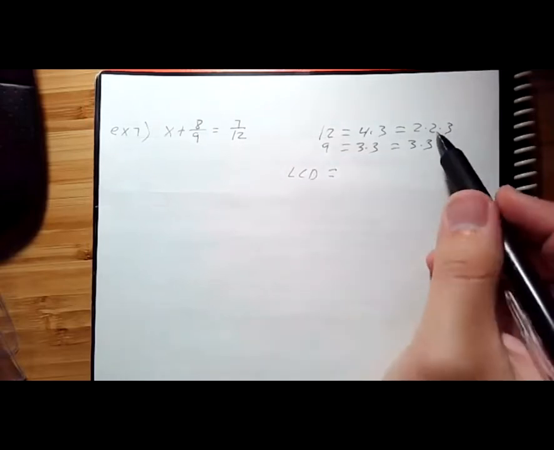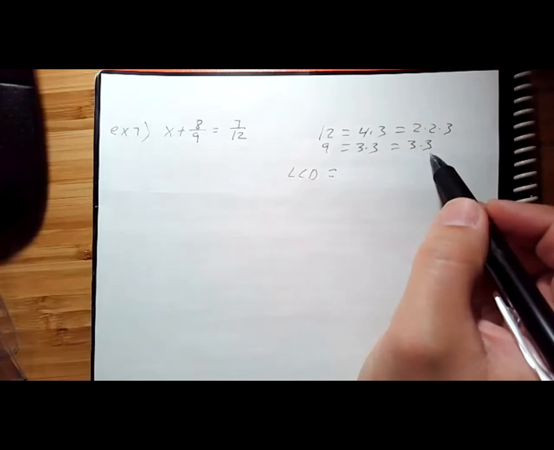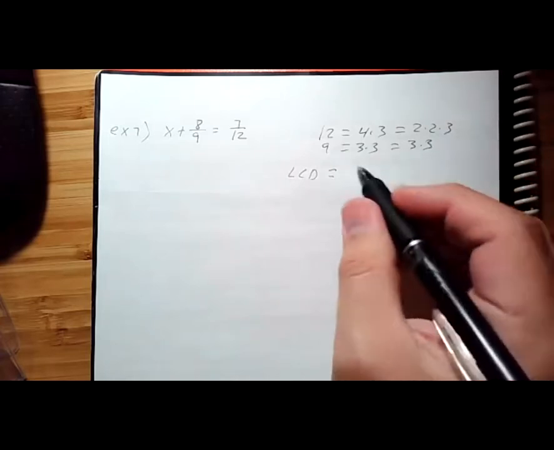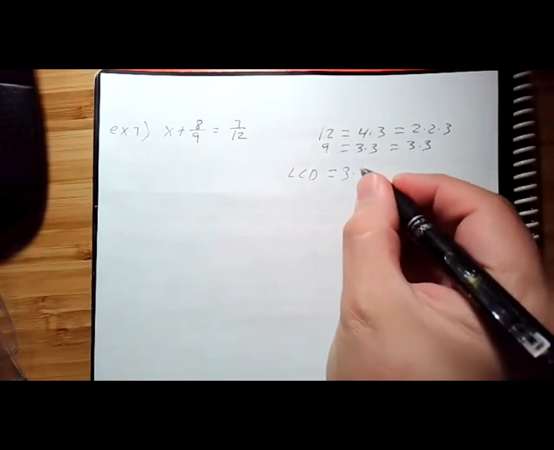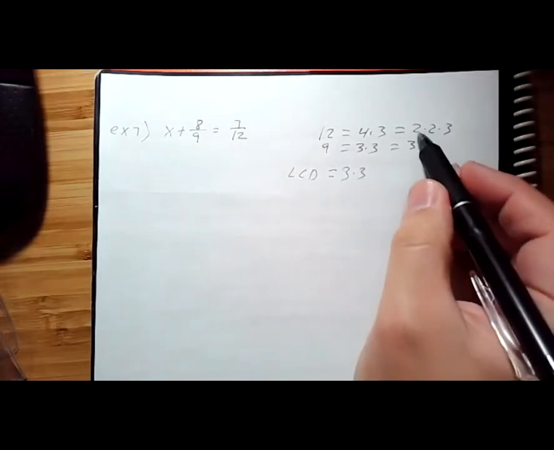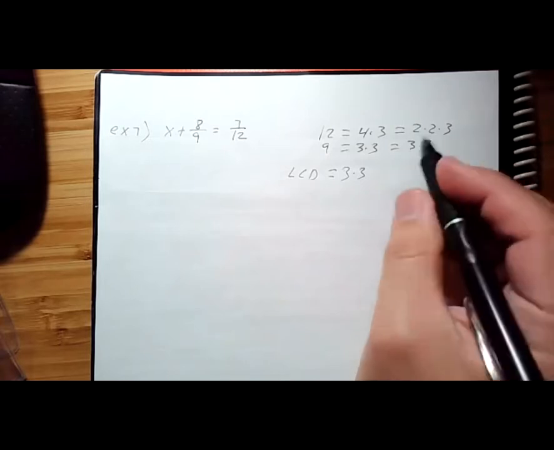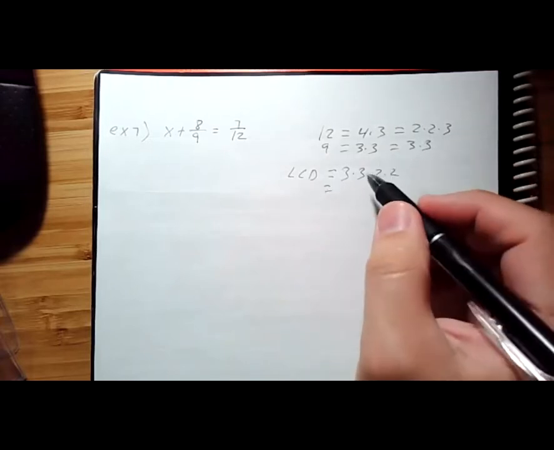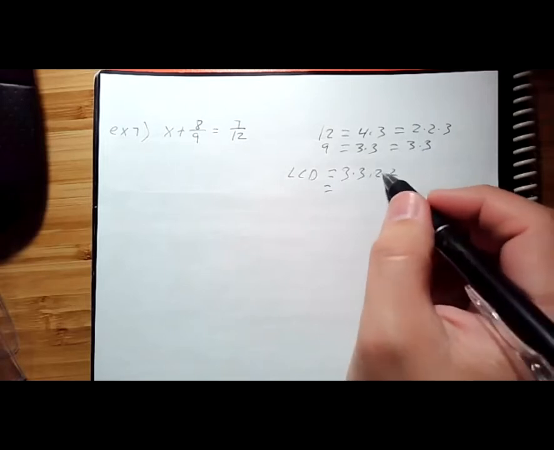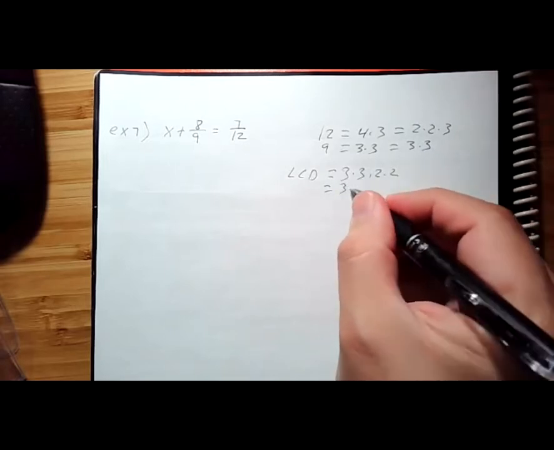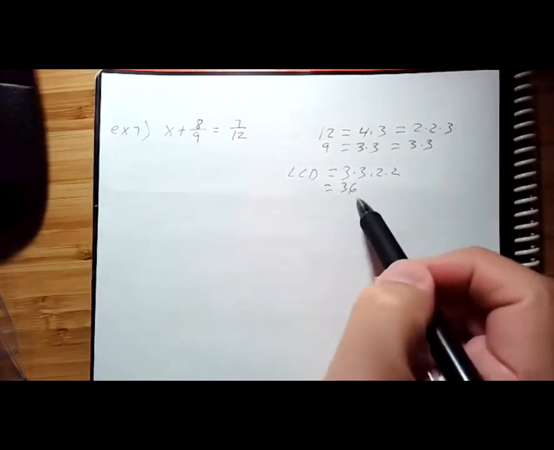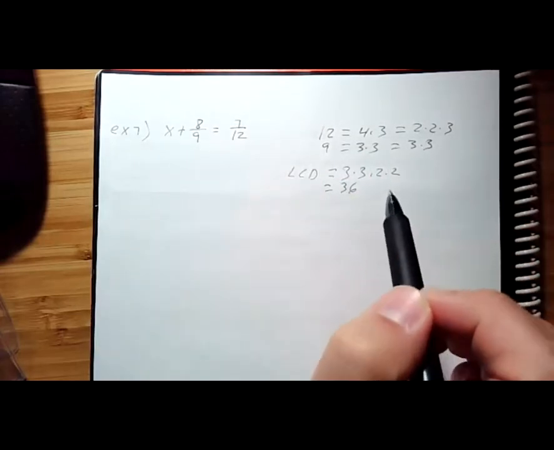So just count them. There's 1, 2 here, 1 there. So at most you had 2 in one spot. So you're gonna have 2 3s, right? We have 1, 2 2s, no 2s there. So 2 2s. So LCD is 3 times 3 is 9, 2 times 2 is 4, 36, right? So 9 and 12 both go into 36 evenly, and it's the smallest one.